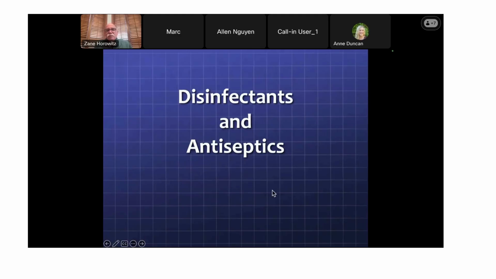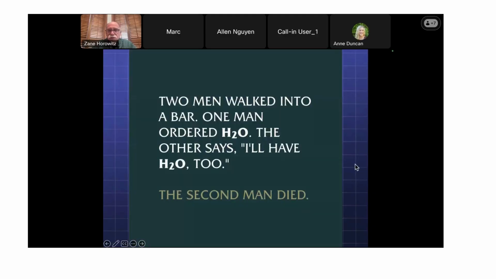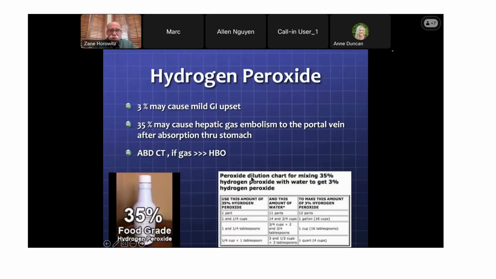All right, changing gears a tiny bit to disinfectants and antiseptics. I like this joke. Two men walked in a bar. One ordered H2O. The other says, I'll have H2O too. And he died. Because peroxide is H2O2.